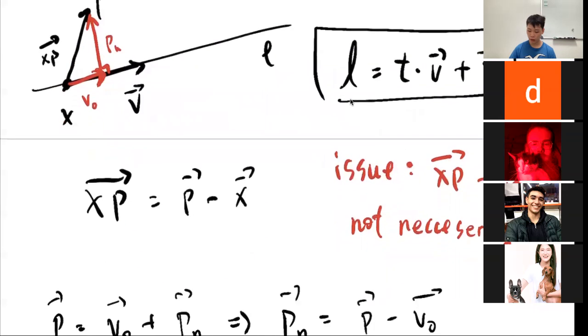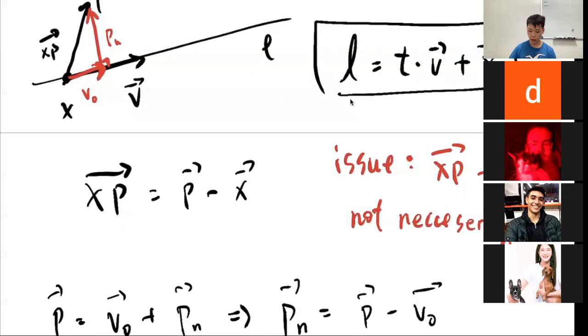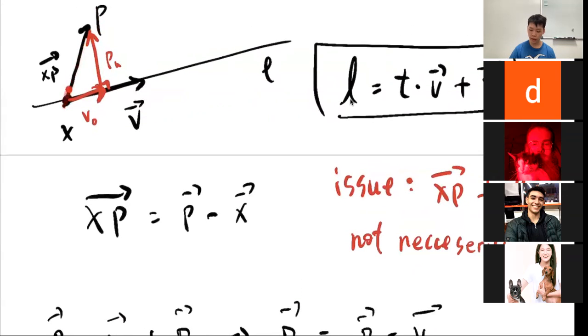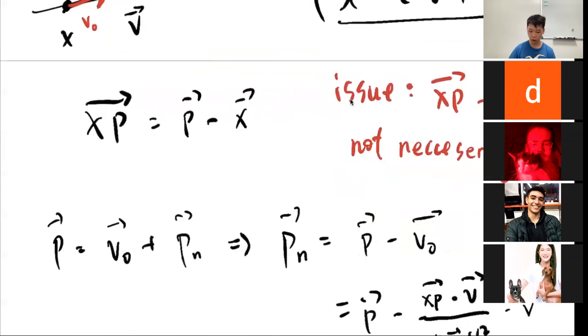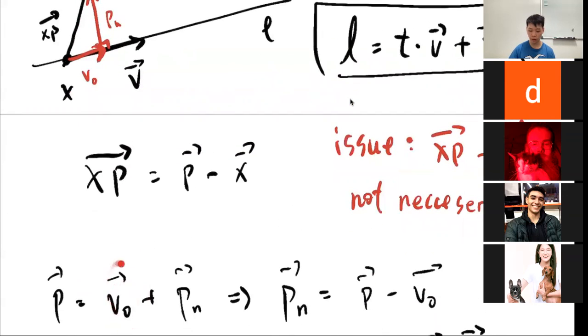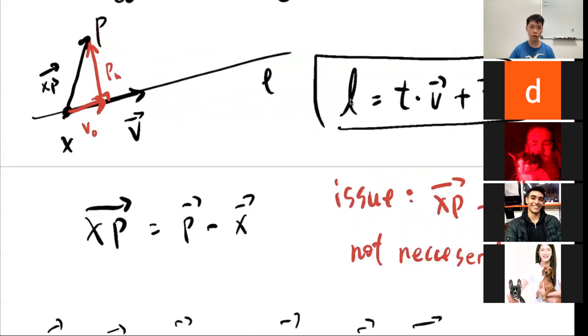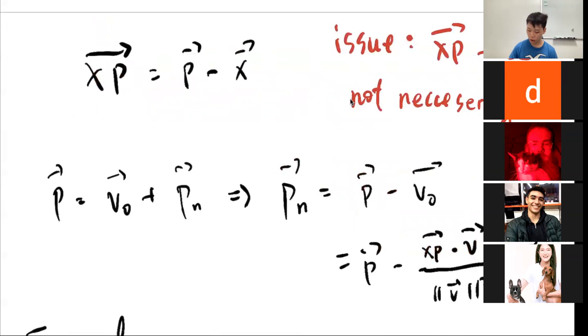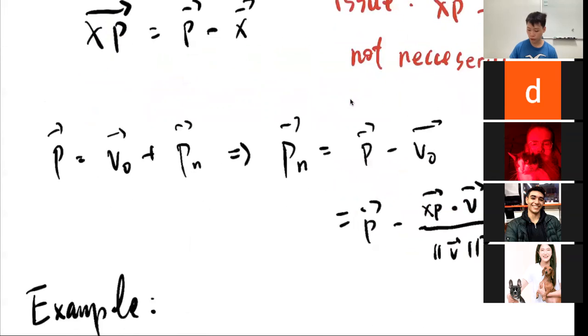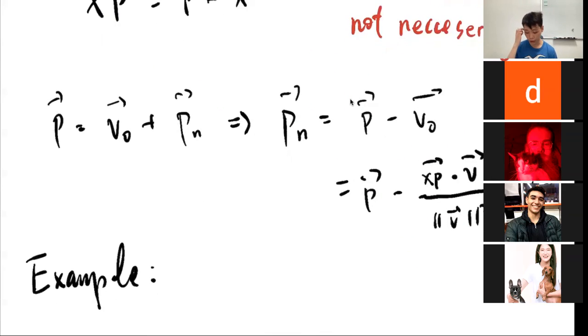Okay. And then we can project the vector XP onto the vector V by the orthogonal projection. That's how we get the V naught. But V naught is not what we're interested in. We're interested in the orthogonal component, that's the Pn. So we know Pn is just vector P minus V naught, and the V naught is determined by the orthogonal projection.